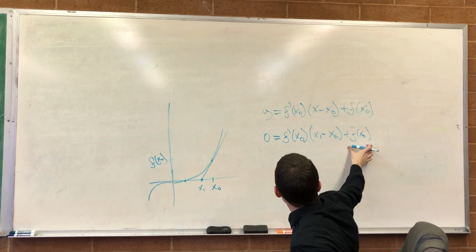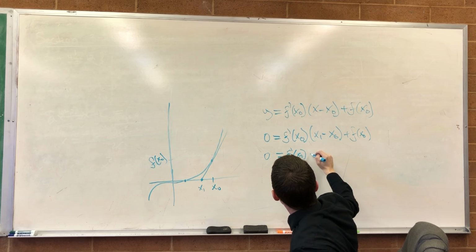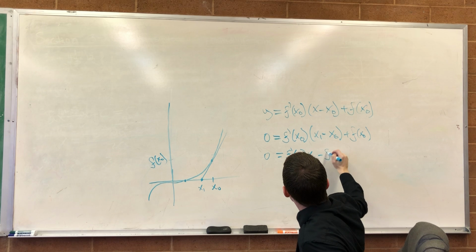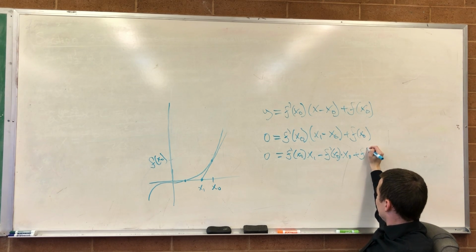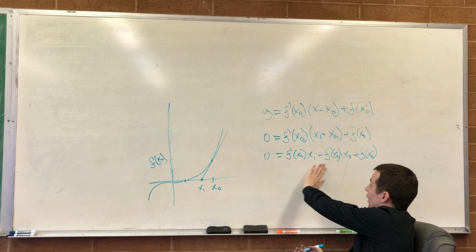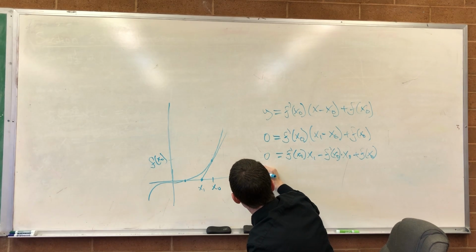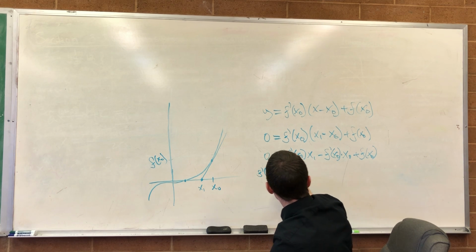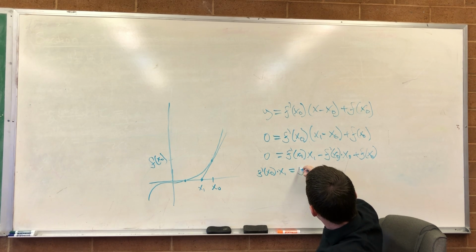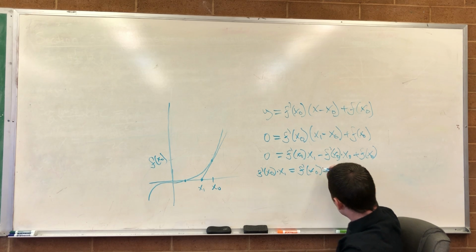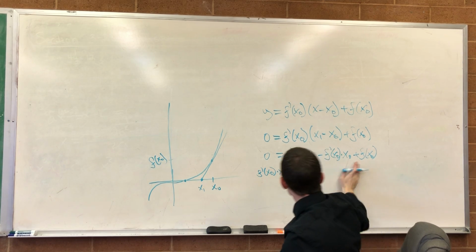Let's see, should have left this on the other side. Let's just distribute through. 0 is equal to f prime of x naught times x1 minus f prime of x naught times x naught plus f of x naught, right? So I'm going to move these to the other side, but I'm going to write it backwards, so I'm going to write this term first. So f prime of x naught times x1 is equal to, we move these to the other side, so we get f prime of x naught times x naught minus f of x naught. Let me get real sloppy with my writing.